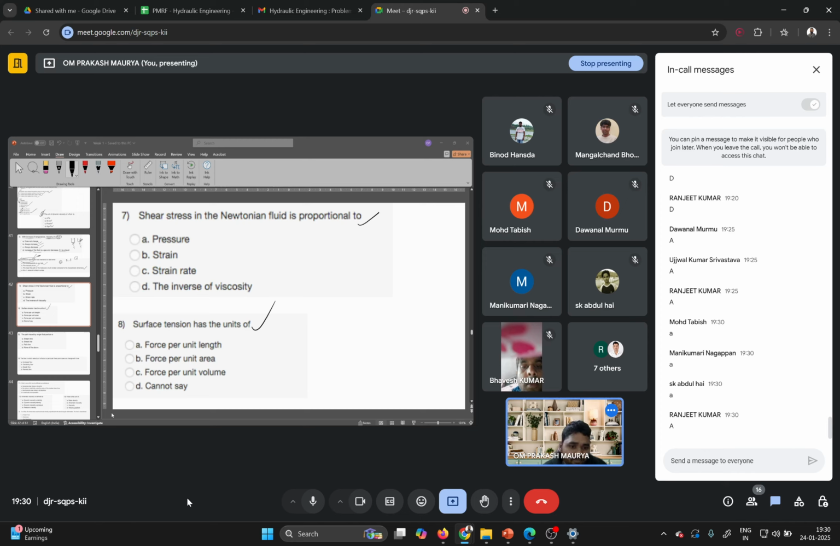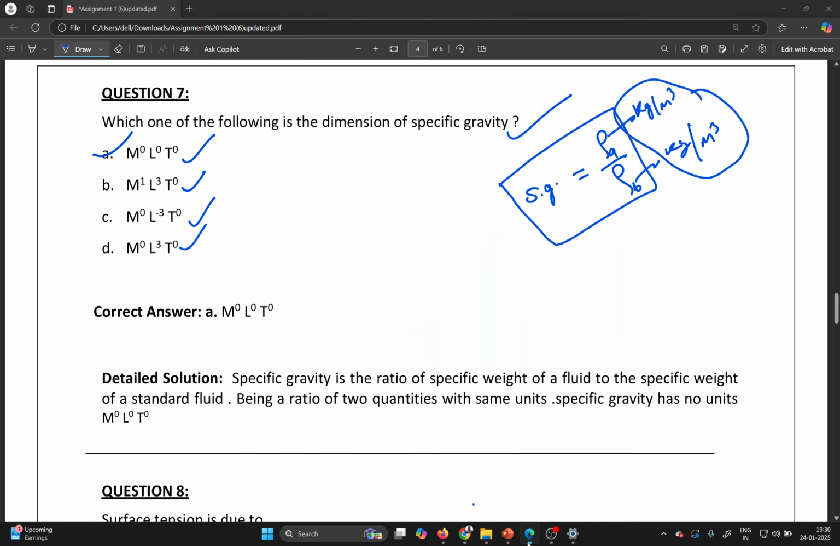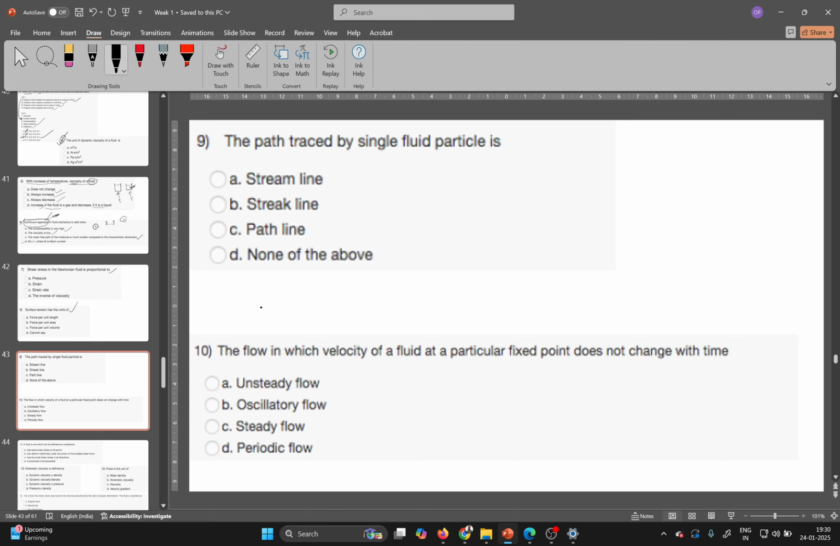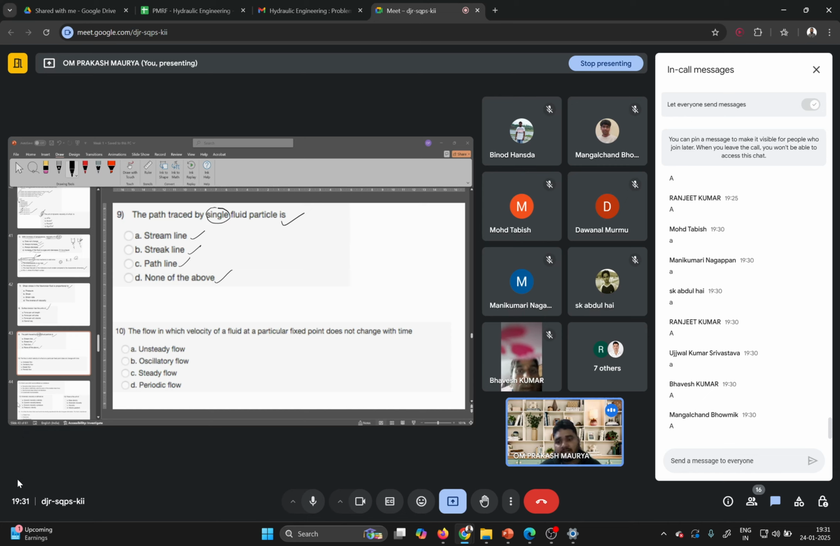Okay, another student please also try to participate. Okay, definitely option A will be correct, force per unit length. So we'll move on to the next question. The path traced by a single fluid particle, we are talking here about a single fluid particle. Is it streamline, straight line, path line, or none of the above? Which one is correct? Please try to think about that.